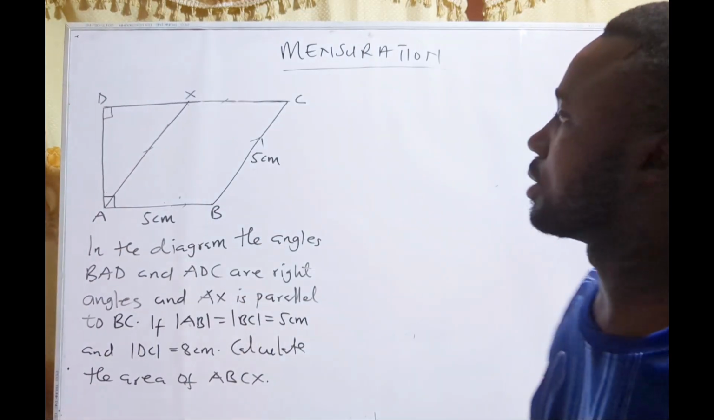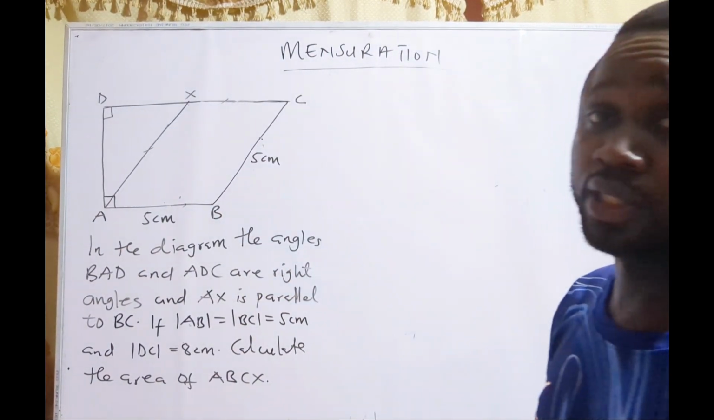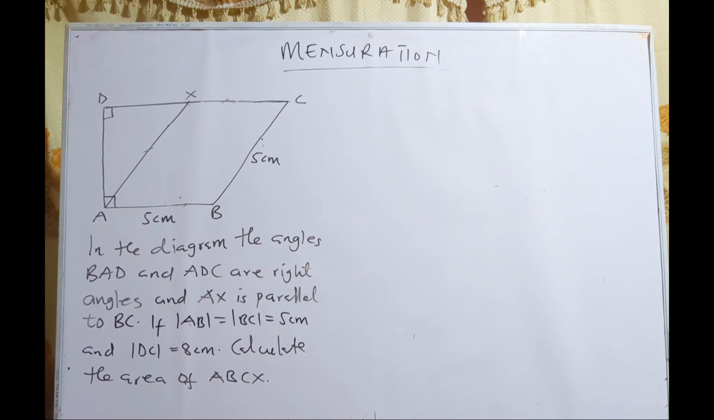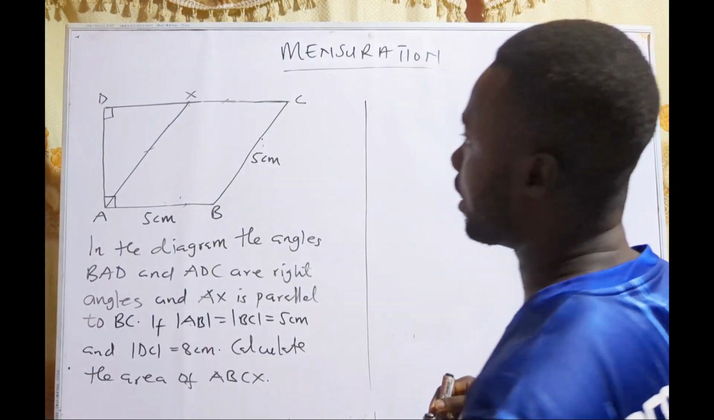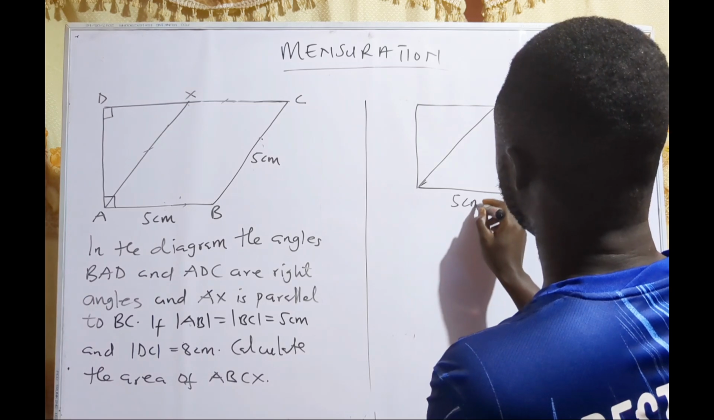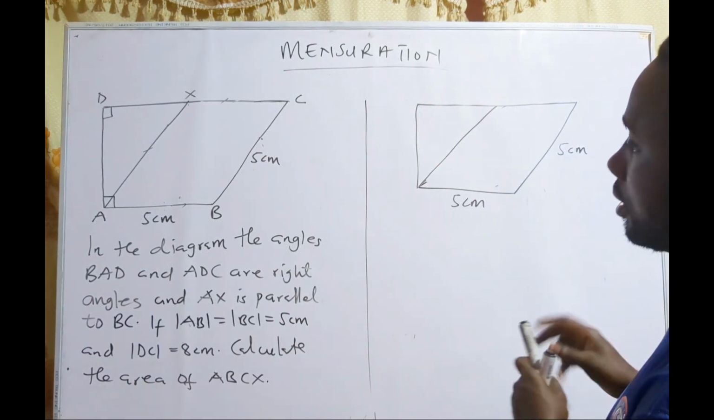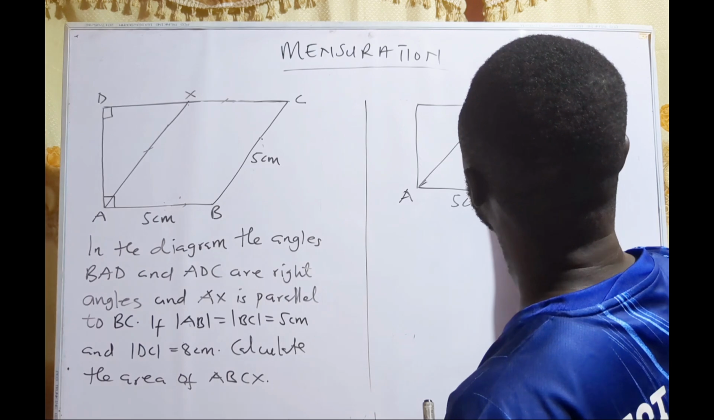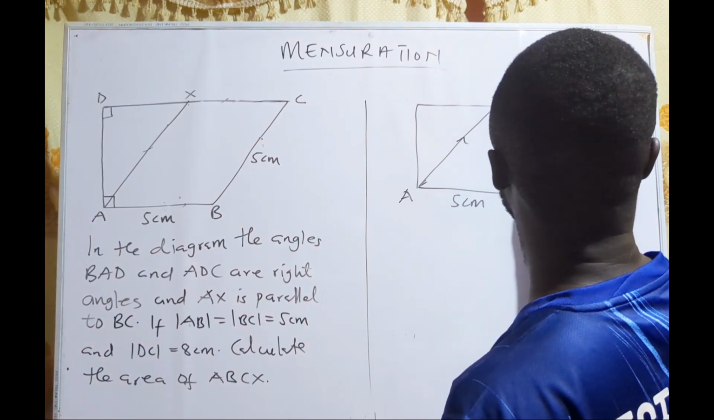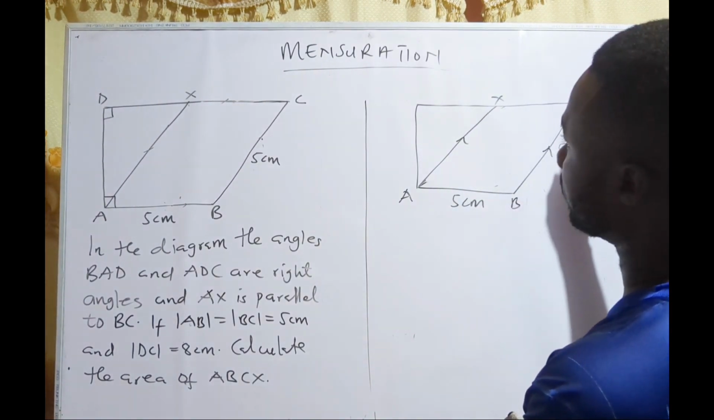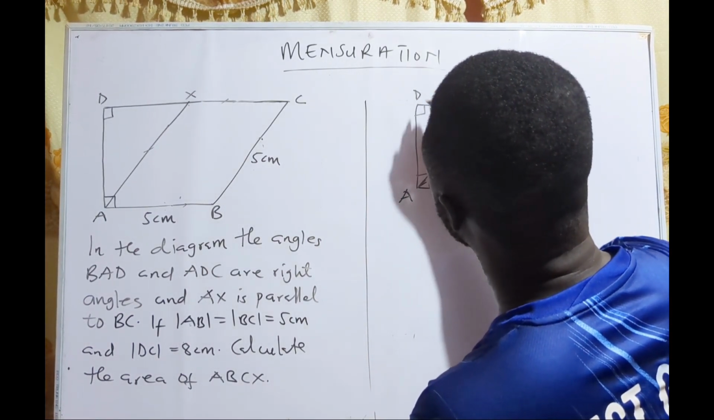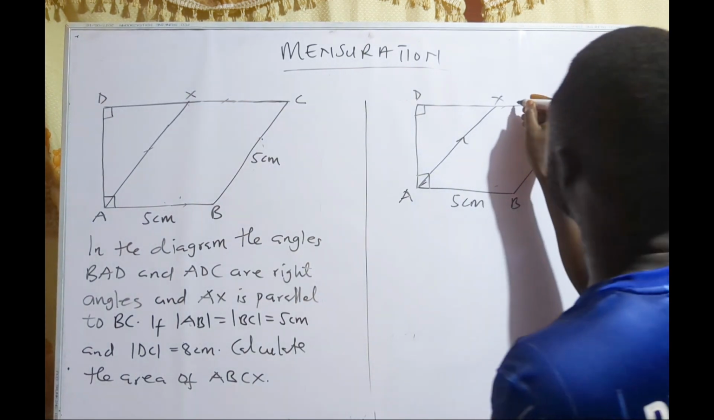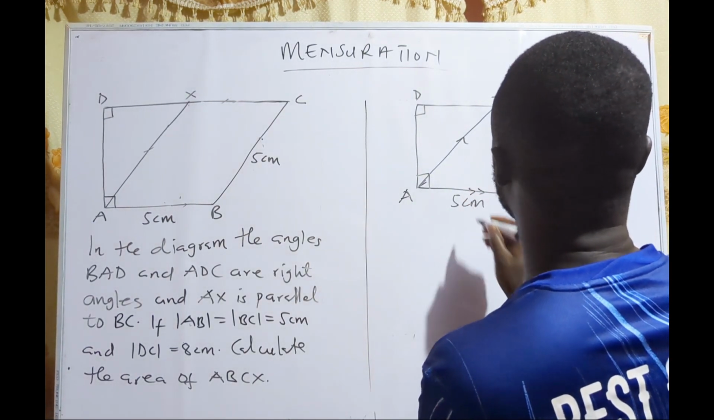Since there is some work to be done on the diagram, let's redraw the diagram, and I think that will help us to answer the question very well. So if we redraw the diagram, AX, this side is parallel to this side. Here is 90, here is 90. And this is co-interior, so we can say that this side also is parallel to this side.